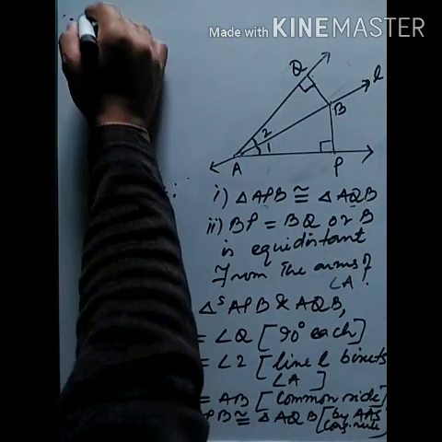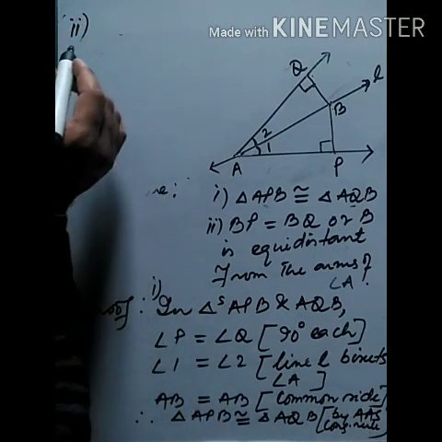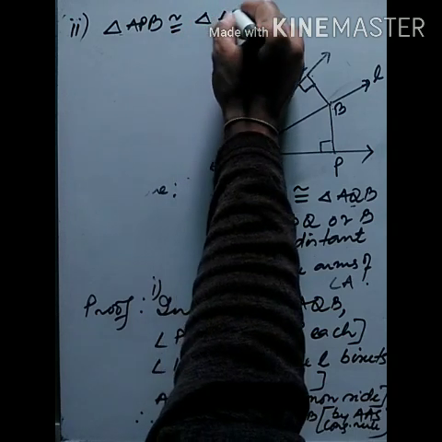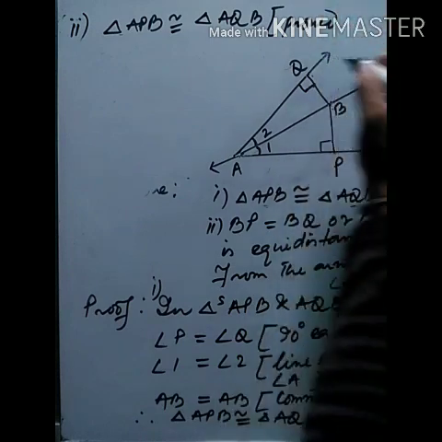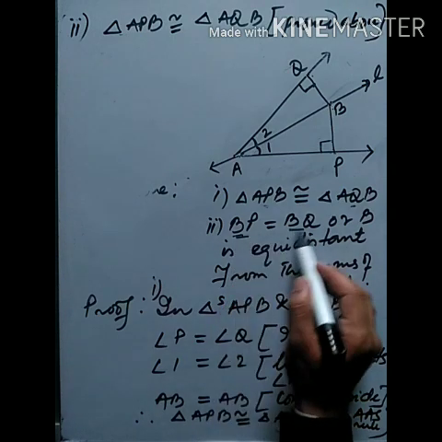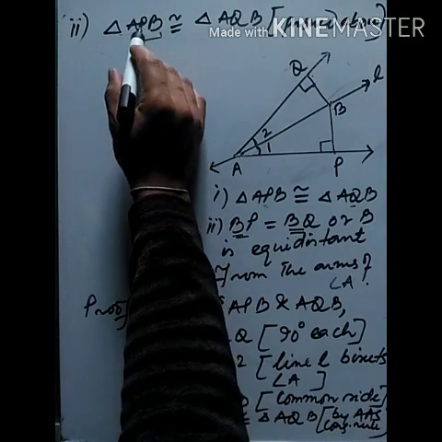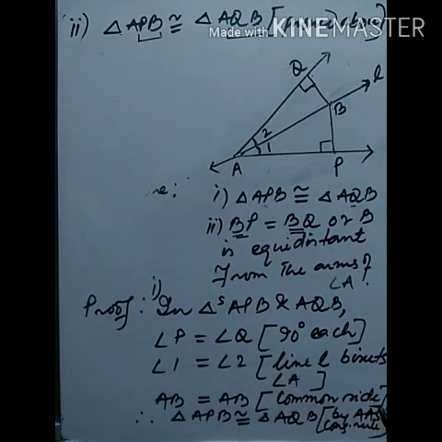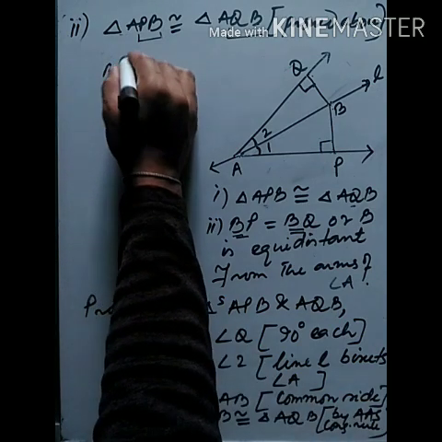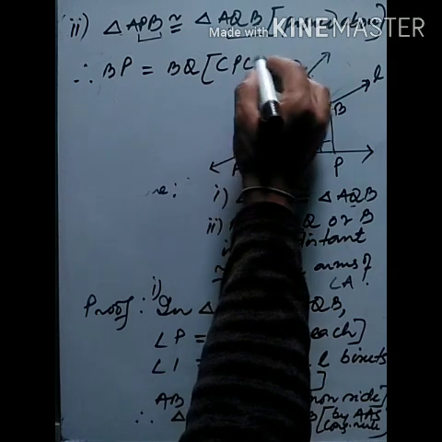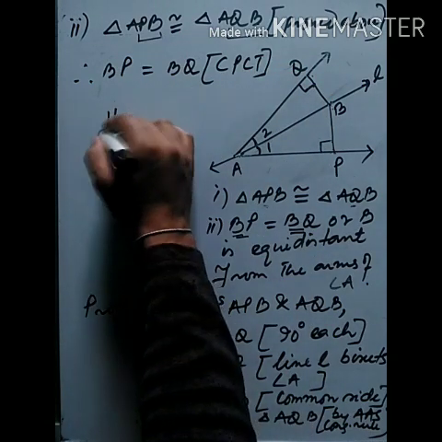Second, I can say that even in the second case, triangle APB is congruent to triangle AQB, by the proof above. Okay, this is BP and this is BQ. These BP and BQ are corresponding sides of these congruent triangles APB and AQB. So you can say therefore BP equal to BQ. You can just write here CPCT. Okay, that's how we have done the proof.